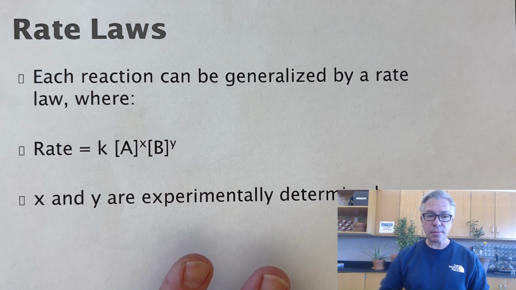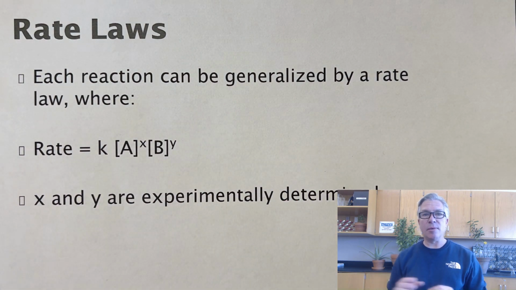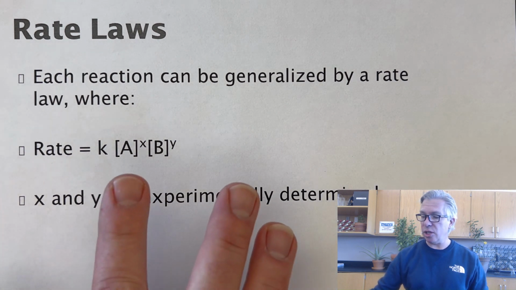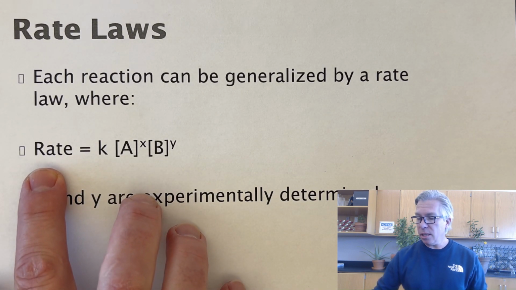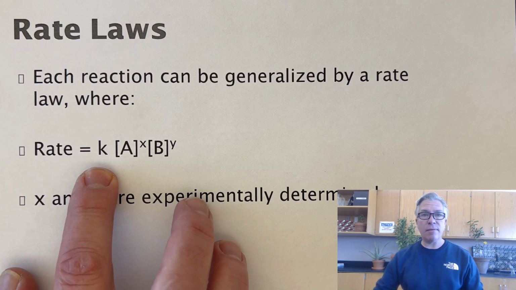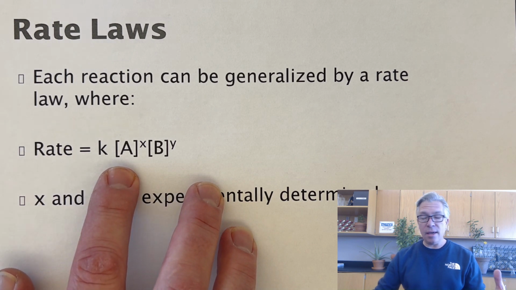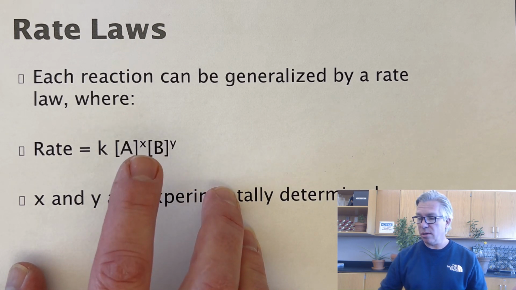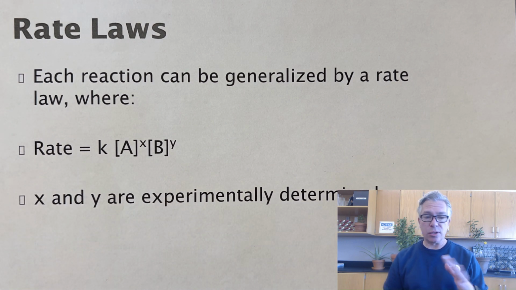Rate laws, you'll see a lot, are equations that generalize a chemical reaction. They describe the way the reaction works, and govern how the reaction happens down the line. Each reaction can be generalized by a rate law, where the rate that we found in video number one is equal to a constant, which is unique to every reaction under every set of conditions, times the concentration of reactant A and the concentration of reactant B, which are raised to certain exponents, which we call orders. X and Y have to be experimentally determined. We're just going to lead with that.